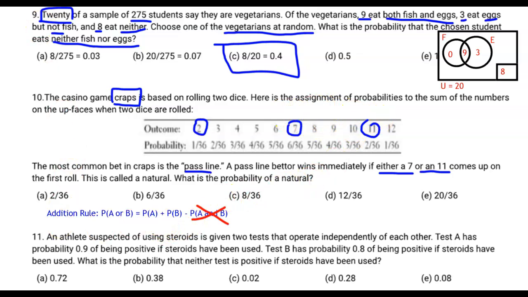So now let's write down the specific addition rule for mutually exclusive events. That just says that the probability of A or B is equal to the probability of A plus the probability of B. Let's add these together. We got 2 out of 36 plus 6 out of 36. That's 8 out of 36. Not too shabby. I notice that what we have here is a non-simplified fraction.